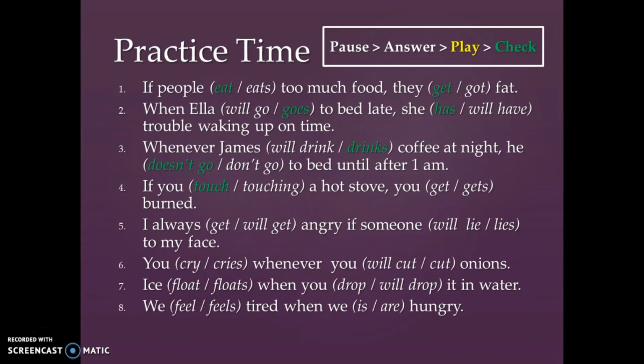If you touch a hot stove, you get burned. I always get angry if someone lies to my face. You cry whenever you cut onions. Ice floats when you drop it in water. We feel tired when we are hungry. So, how'd you do? How many did you get correct out of 16?